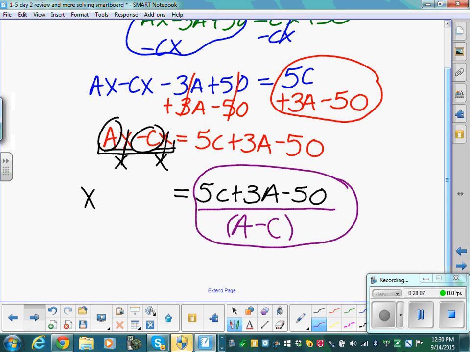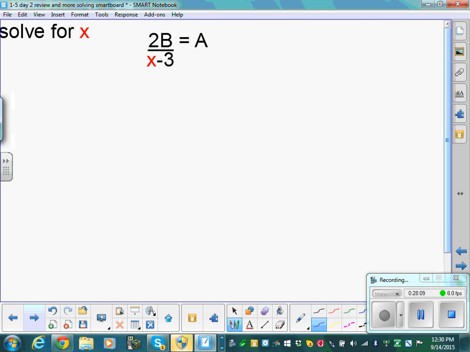Okay. All right, last one or so. Here we go. So we have 2b over x minus 3 is equal to a. Now, with this one, we're dealing with fractions. We only have one x, but we're dealing with fractions, so you've got to be really careful. A lot of people are like, okay, I'm going to subtract 2b from both sides. Well, guys, you can't subtract 2b. It wasn't being added to x minus 3. Subtraction undoes addition, and addition undoes subtraction.